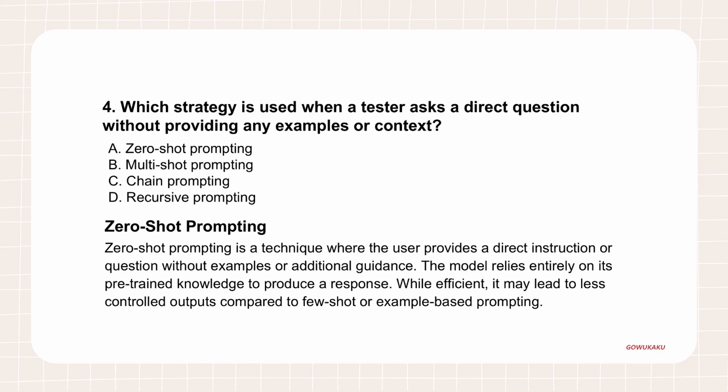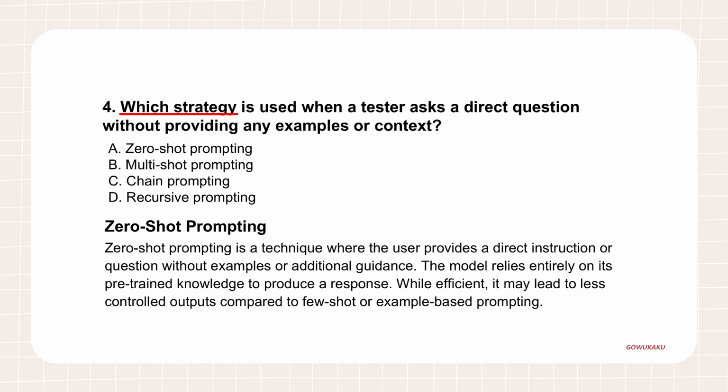Sure. The scenario is, a tester asks a direct question to the AI without providing any examples or context, just a raw question like, write a test case for a login button. Right. The exam asks, which strategy is this? Okay, let's look at the menu. Options are A, zero-shot prompting, B, multi-shot prompting, C, chain prompting, D, recursive prompting.